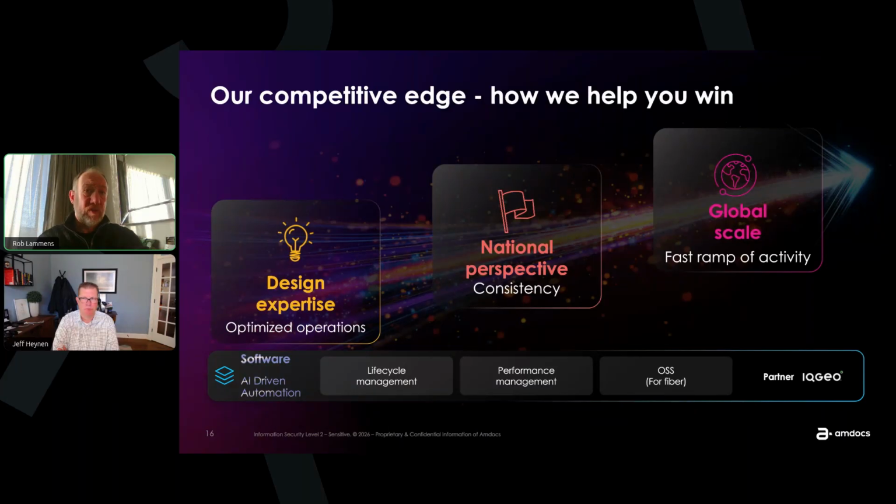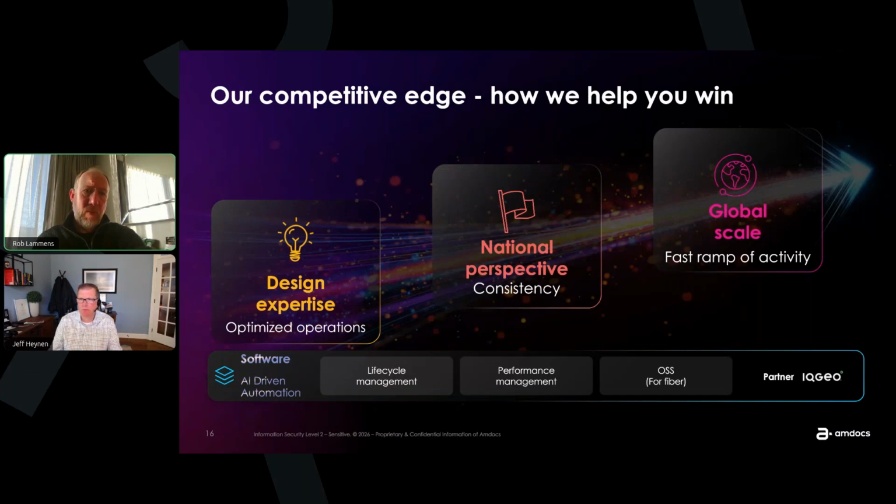And because we have global scale and we have the ability to take all of the capabilities of Amdocs and pour into a fiber design project, we can bring a very fast ramp up of activity to a customer space that allows us to help them move from design concept to an execution space with high quality constructible designs faster than any of our competitors can do today.